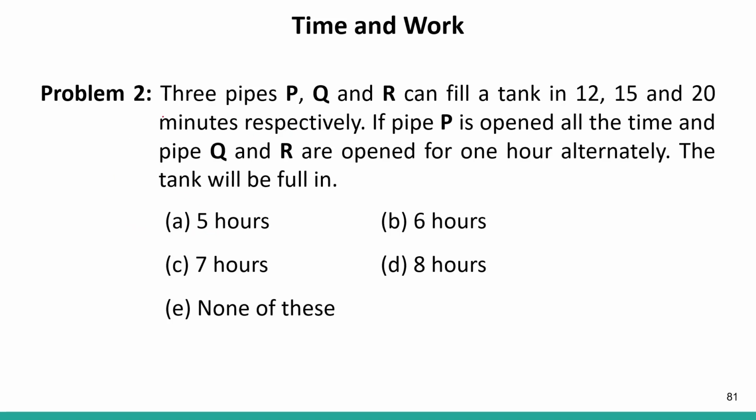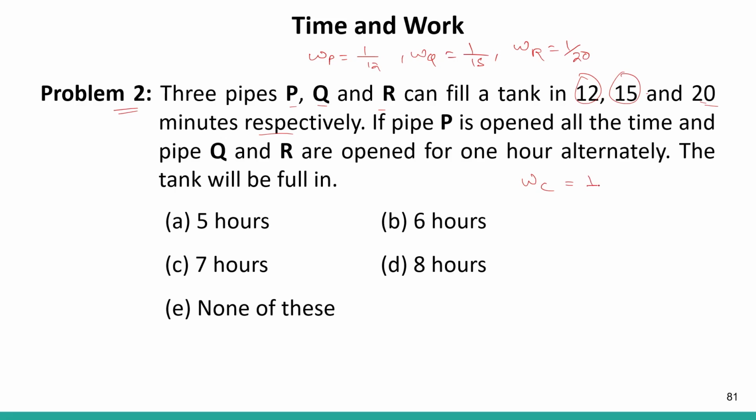Okay, let's see problem number 2. So 3 pipes P, Q and R can fill a tank in 12, 15 and 20 minutes respectively. So their individual work rate will be what? So WP will be, that is the work rate of P. So it will be what? 1 by the time taken for P to fill the whole tank, that is equal to 12. And WQ will be equal to what? 1 by 15, right? And WR will be equal to what? 1 by 20.